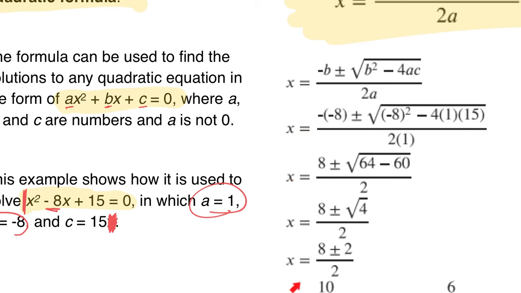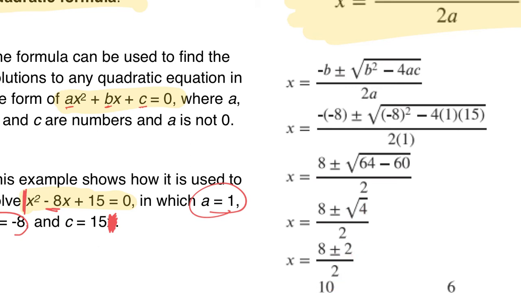And then from this point on, it's just simplifying that. So you can see negative 8 is a positive 8. Negative 8 squared is positive 64. Minus 4 times 1 times 15, which is 60. And we just keep simplifying, all being divided by 2. Then the next step, 64 minus 60 is 4. Square root of 4 is going to be 2.